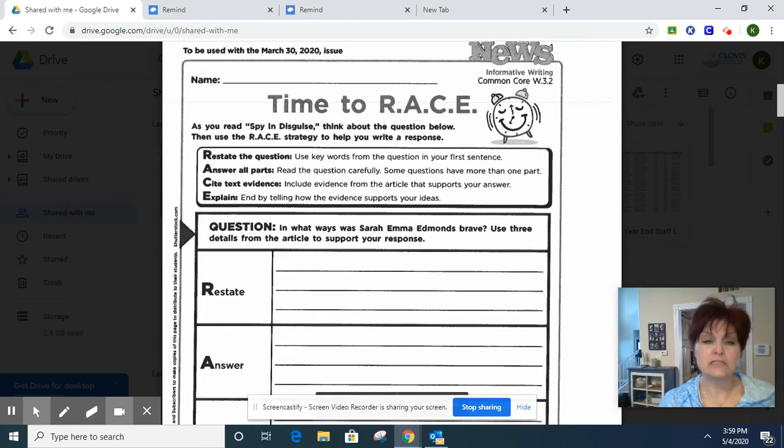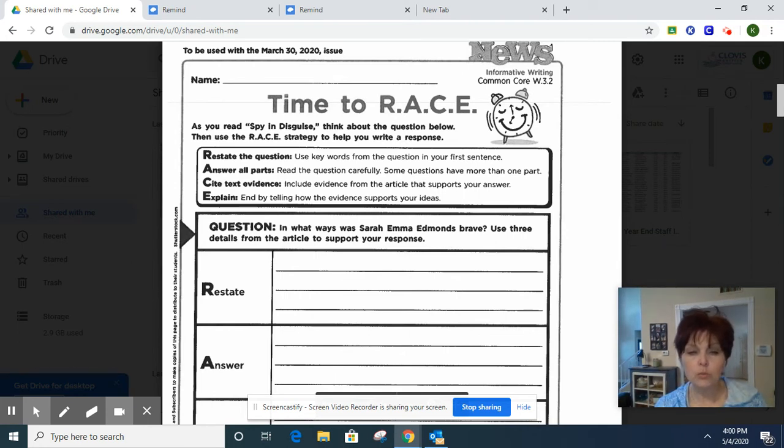As you read Spy in Disguise, think about the questions below and then use RACE. Remember, the R is restate, A is answer, C is cite evidence. So we're going to go back into the text and find some evidence, and then explain it. Anything that supports your idea.